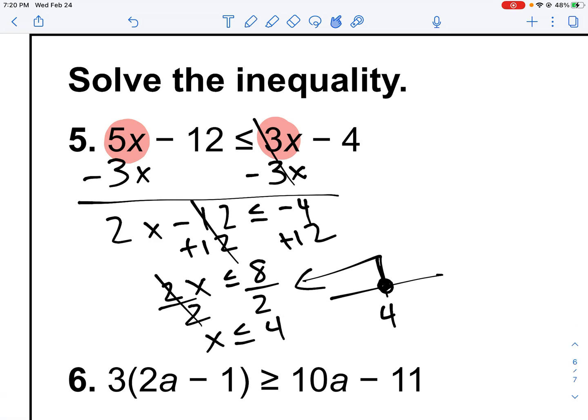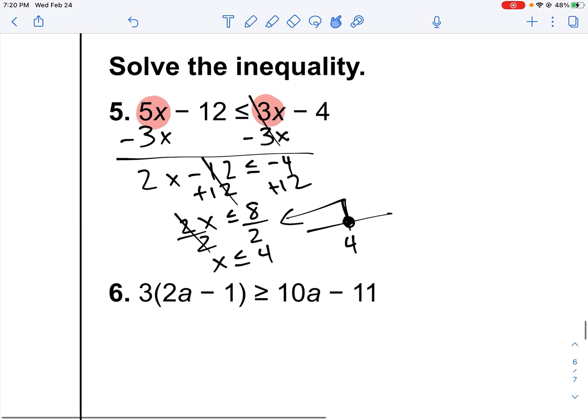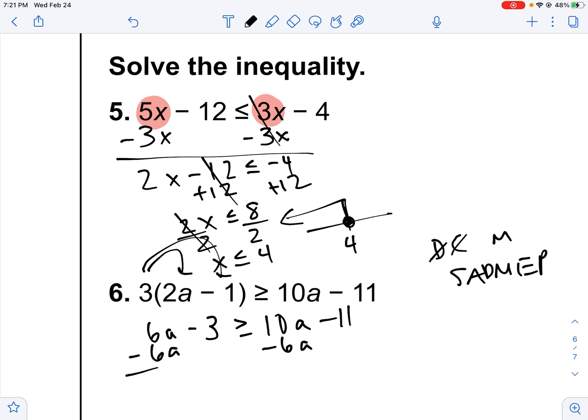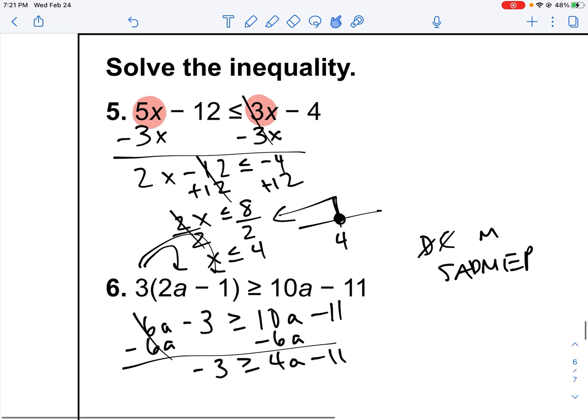And actually, number 6 is interesting, so let's take a look at it. DCM. We finally have some distributing. 6a minus 3. No combining like terms. We've got to move these variables. Negative 3. 4a. Negative 11.